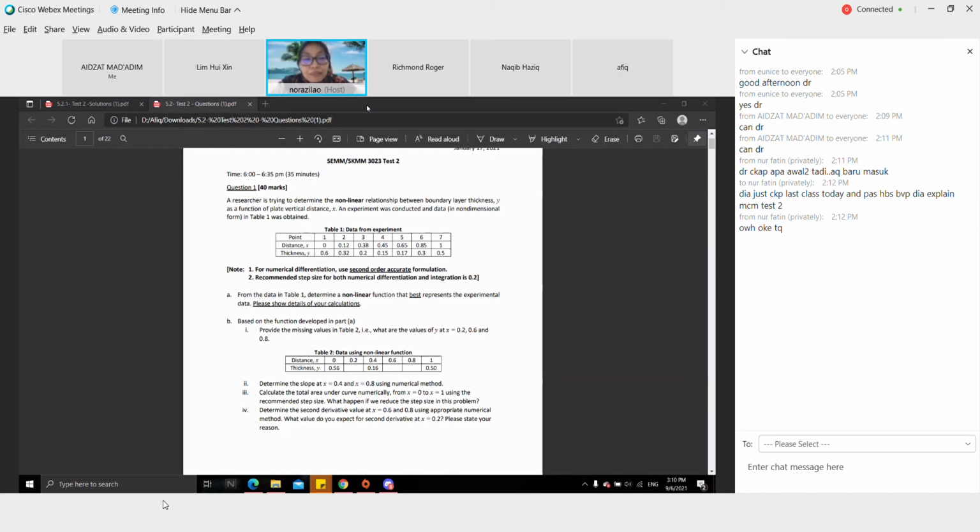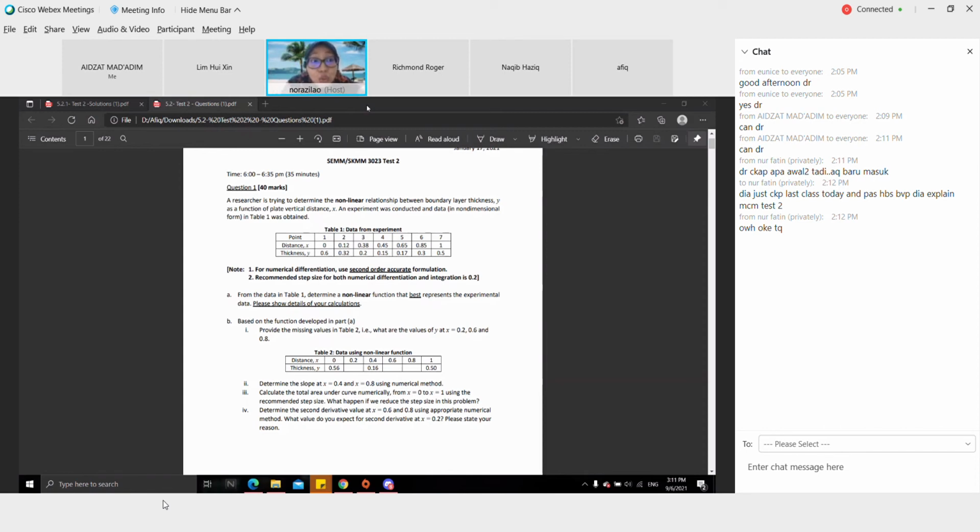Okay, so B is more detailed. B is actually from the part on numerical differentiation and integration. You must understand that when you do integration, it's actually area under the curve. When you do differentiation, you explore the slope. Understand? When you use regression or interpolation, that is exploring an unknown point. Okay, that is the purpose. So, B1.